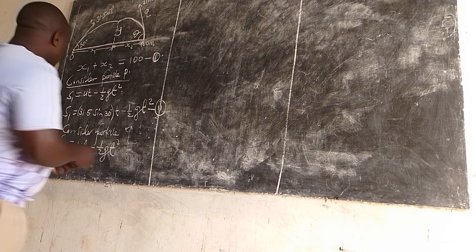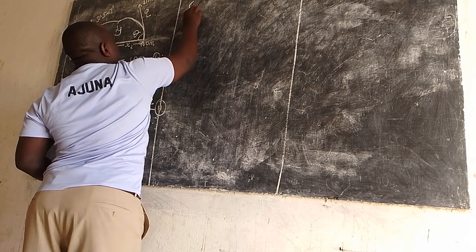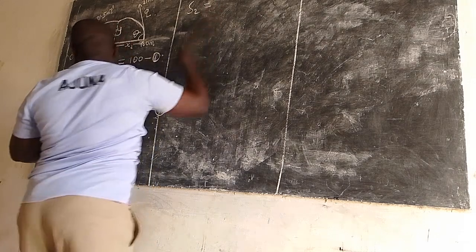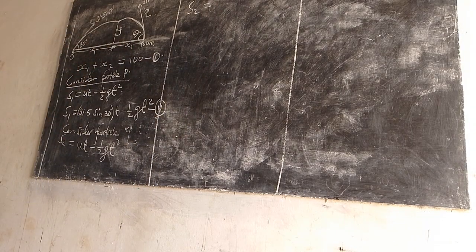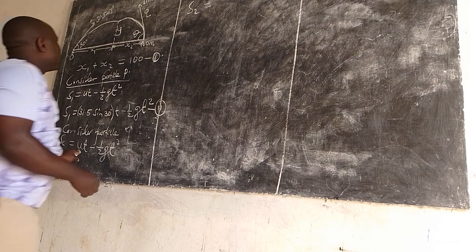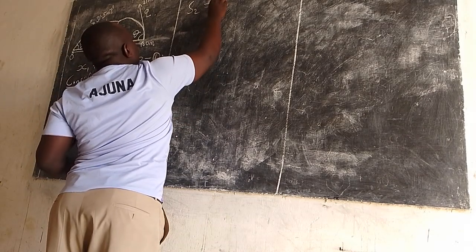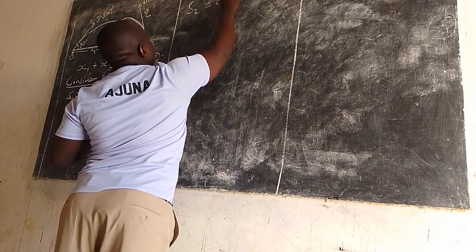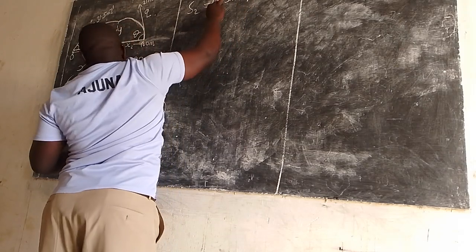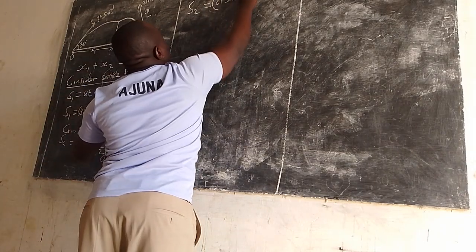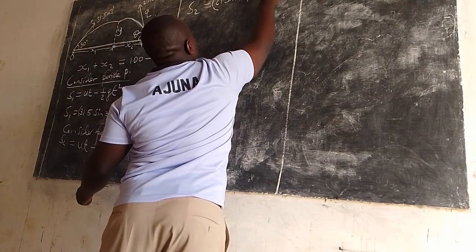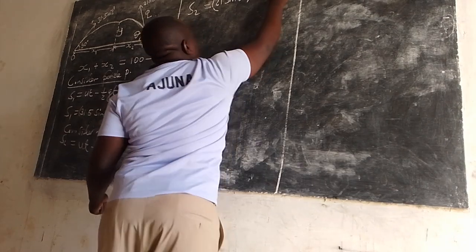So my S2 is going to be, here I'm also going to look for the vertical component of the initial velocity. This will be 21 sine theta. I'm simply substituting here. Then times t minus half gt squared.